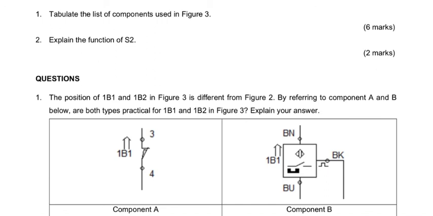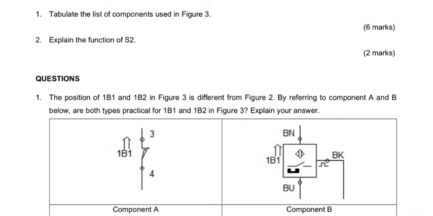Next, number 2. Explain the function of S2. The function of push button S2 is as a reset button. When we push the detent switch, the counter will count from 0 to 5. So to reset the counter, we should press the S2 push button and it will go back to 5.